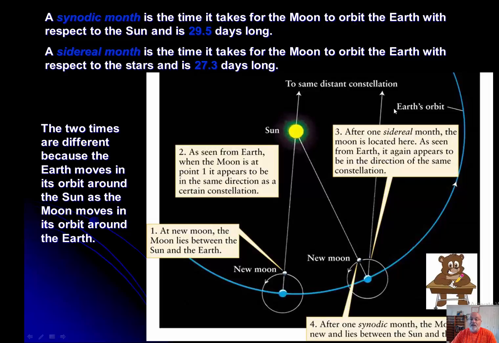These two lines are parallel. The moon actually has to move an additional almost 2 days to catch up to the sun because the Earth has moved around. And the next time it'll happen is there, and the new moon would want to go in this direction, but it's got to go an extra 2 days to move to that location. And this is something, again, I'd like you to draw.